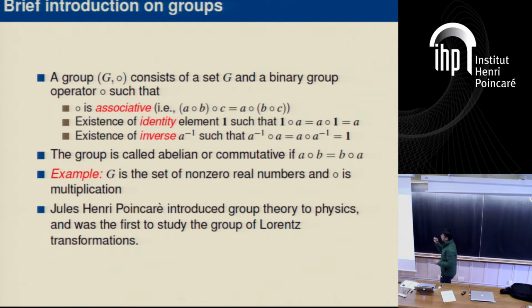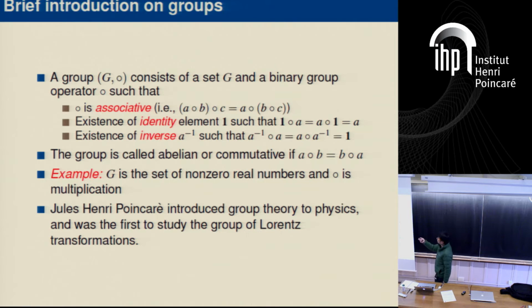So the group is a set where the binary group operation is associative. That means if you take any elements A and B from the group and an element C, you can calculate A circle B, and then take the result and do the group operation with C, and that would be the same as changing the order. That's associativity.